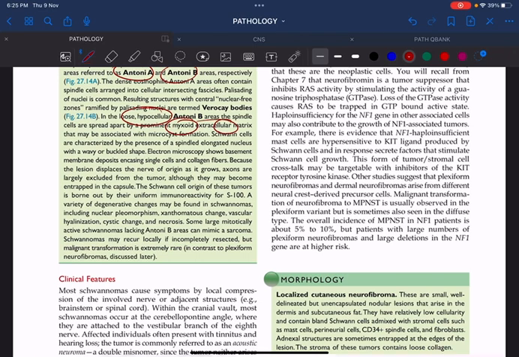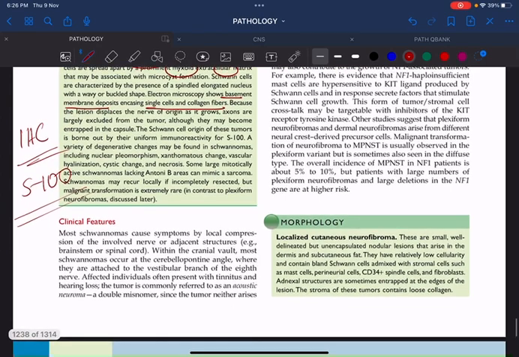extracellular matrix. They are hypocellular. Only we have myxoid deposition. Fine. On electron microscopy, you can see basement membrane deposits encasing the single cells and the collagen fibers. And remember, what is the IHC marker for schwannoma? It is S100. This S100 is the IHC marker for malignant melanoma also. Fine. So there will be acoustic neuroma.